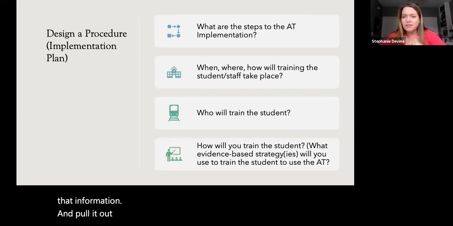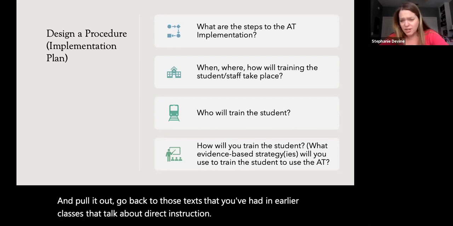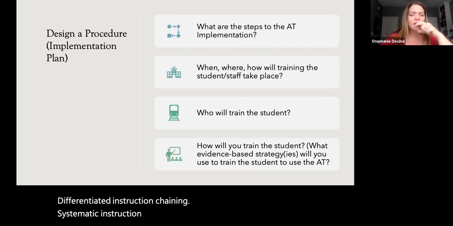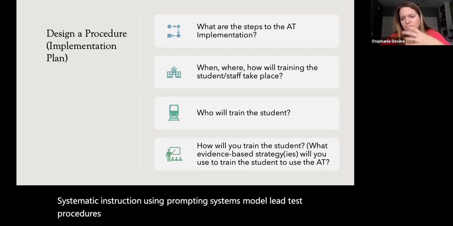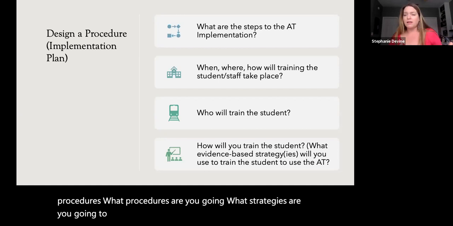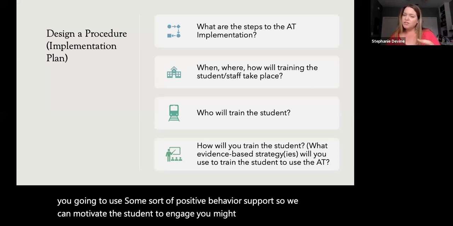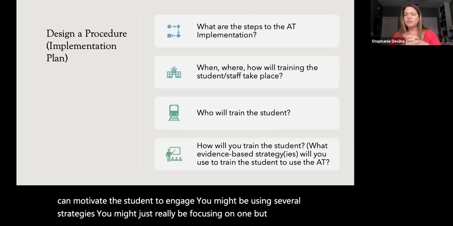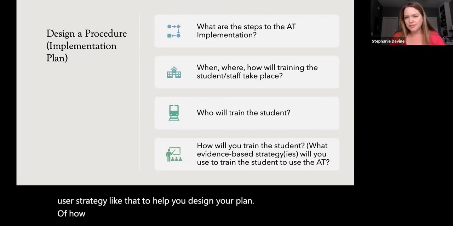Go back to those texts that you've had in earlier classes that talk about direct instruction, differentiated instruction, chaining, systematic instruction using prompting systems, model lead test procedures. What strategies are you going to use? Some sort of positive behavior support so we can motivate the student to engage. You might be using several strategies. You might just really be focusing on one, but use a strategy like that to help you design your plan of how you're going to train the student in this process.